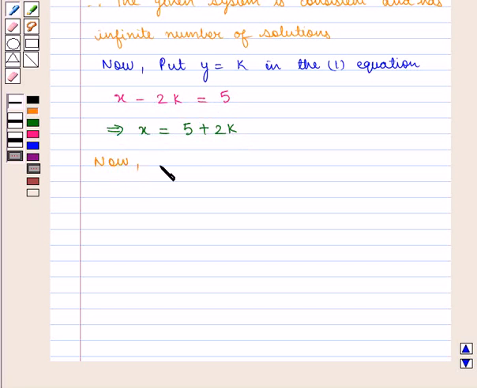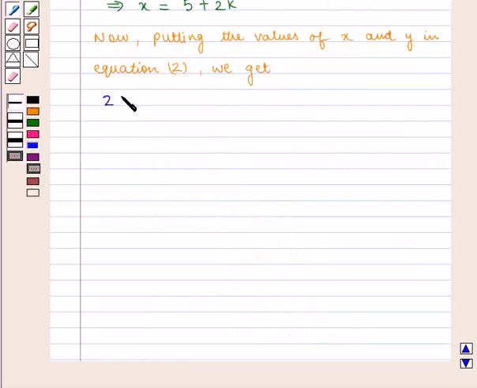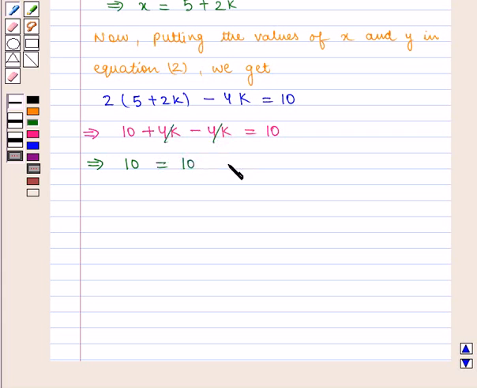Now, putting the values of x and y in equation 2, we get, equation 2 is 2x minus 4y is equal to 10. So we have 2 into x, that is 5 plus 2k, minus 4y, that is minus 4k, is equal to 10, which implies that 2 into 5, that is 10, plus 2 into 2k, that is 4k, minus of 4k is equal to 10, which implies that 10 is equal to 10, which is true.